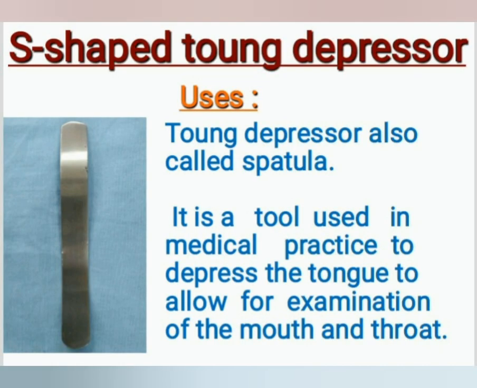This tongue depressor is slightly S-shaped, therefore we call it an S-shaped tongue depressor. This tongue depressor, also called a spatula, is a tool used in medical practice to depress the tongue to allow for examination of the mouth and throat.